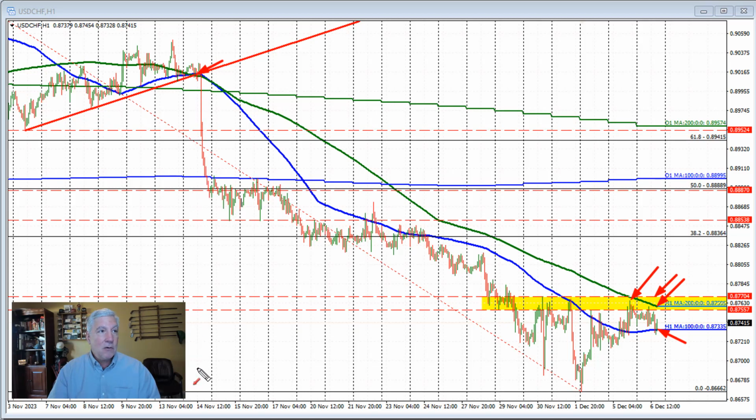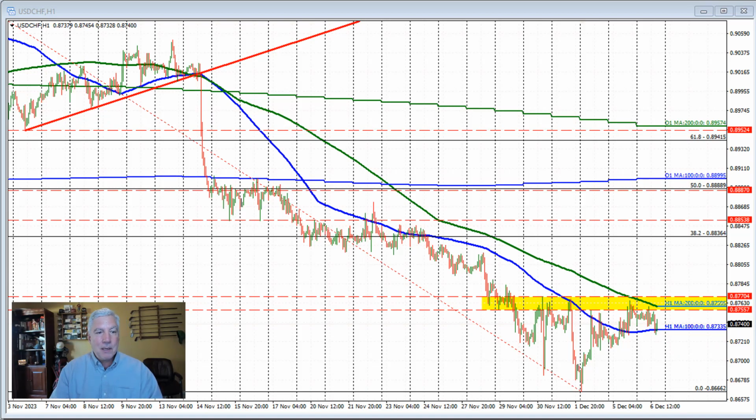That goes back to November 14th, when both the 100 and the 200-hour moving average were converged. And that break said, let's go lower. And indeed, the price did restart its trend move to the downside. So what the technicals are telling me is that a battle is going on between the high of the swing area, the 200-hour moving average, and the 100-hour moving average below. At some point, the price is going to either break below the 100-hour moving average with momentum, or it's going to break above the 200-hour moving average for the first time since November 14th and get above this high swing area at 0.87704 and move to the upside.